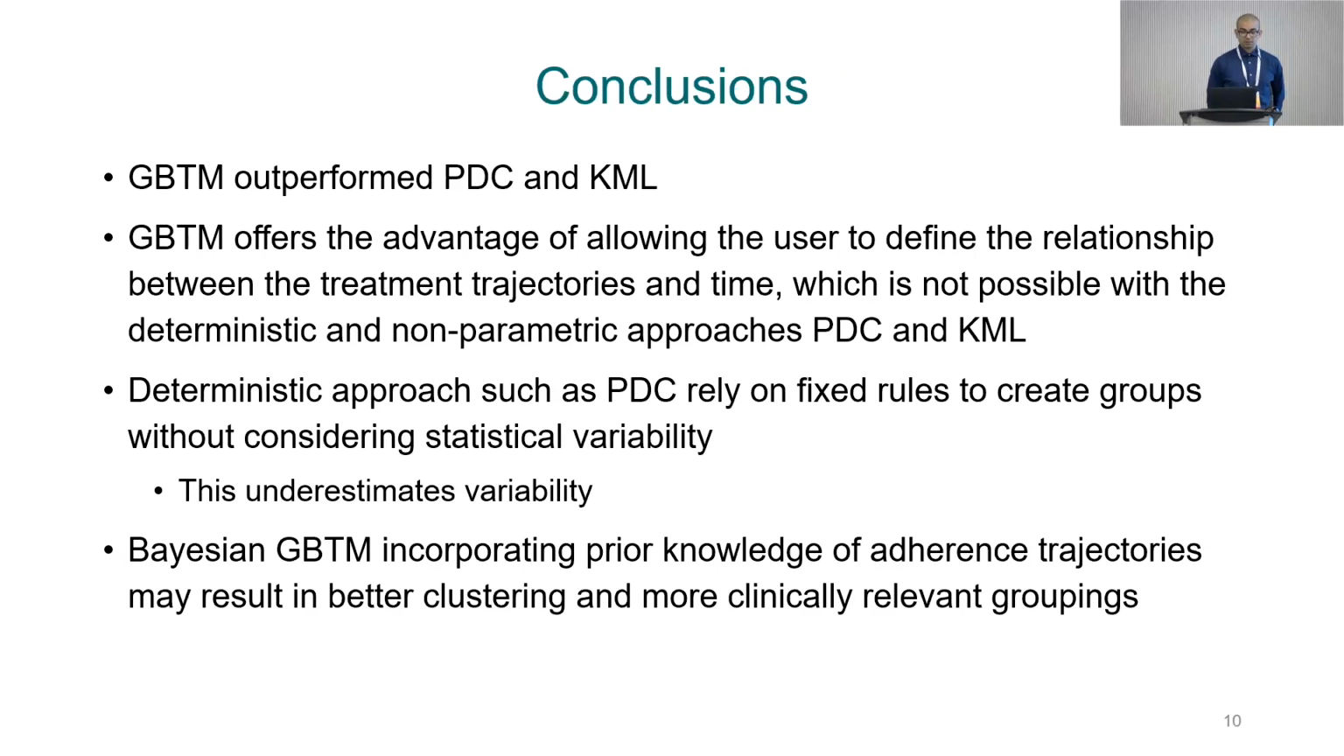So just to conclude my talk, GBTM outperformed PDC and KML in our experiments. GBTM offers the advantage of allowing the user to define the relationship between the treatment trajectories and time, which is not possible with the deterministic approach PDC and the non-parametric approach KML to a large extent. Deterministic approaches such as PDC rely on fixed rules to create groupings without considering statistical variability, which underestimates the variability. And you saw that in the relative variance estimates.